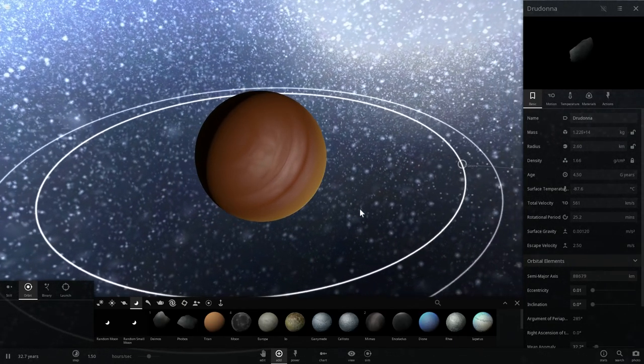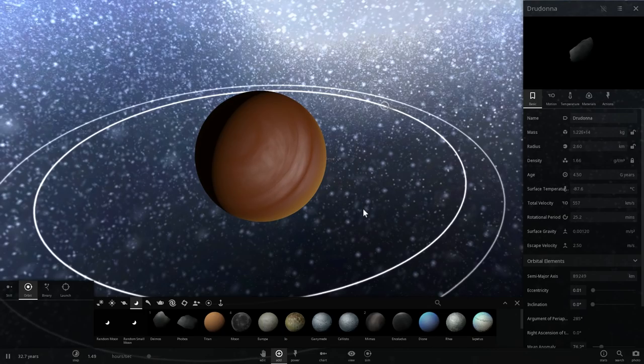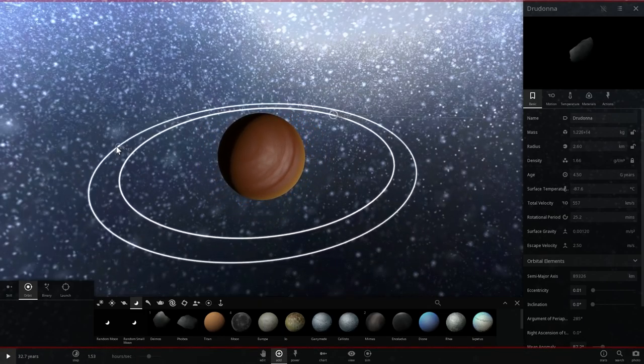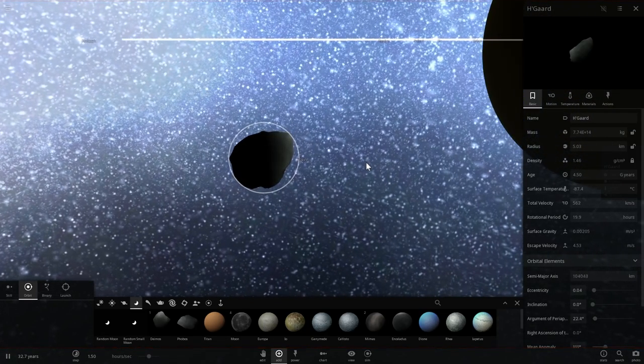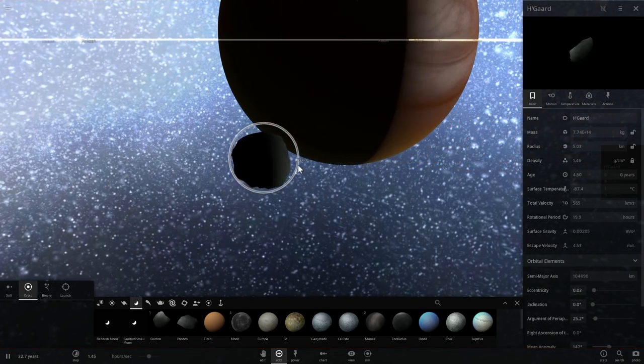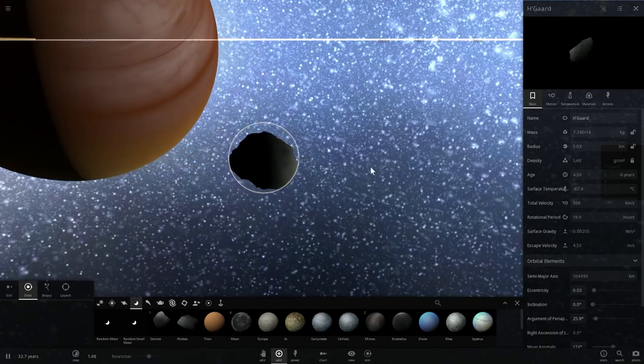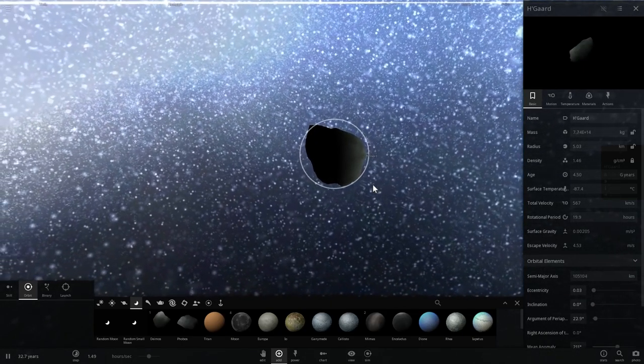And both of these were covered in ice, and specifically Haggard, the one on the outside here, was covered in green ice. So this right here was all green ice. Unfortunately, we can't really recreate this in Universe Sandbox 2, but imagine it was actually green.